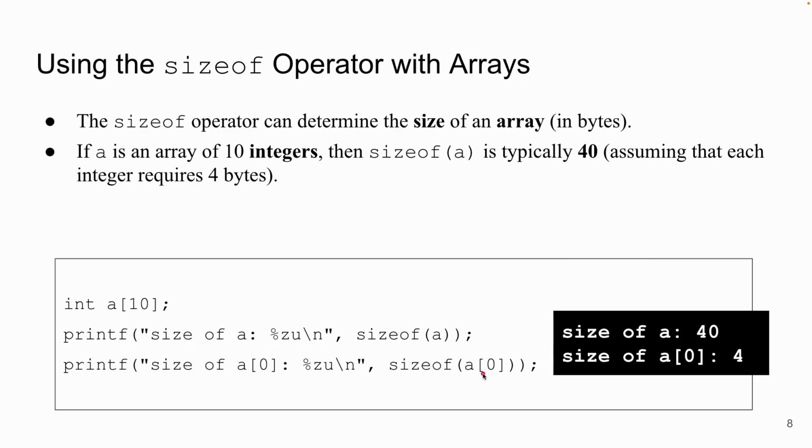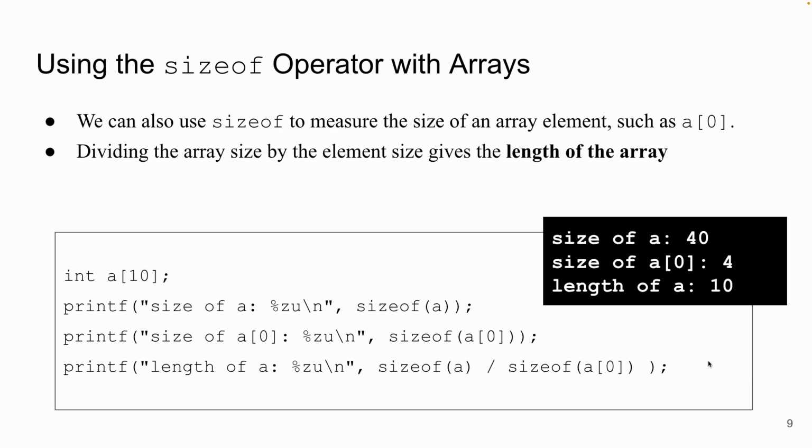C uses 4 bytes, or in this example, we use 4 bytes to store one integer variable, right? So this integer array A has 10 elements. We just multiply 10 by 4, so we get 40. So the total size of this integer array A is 40, and the size of a single element in the array A, like A0 here, is 4, because this array has the type of integer.